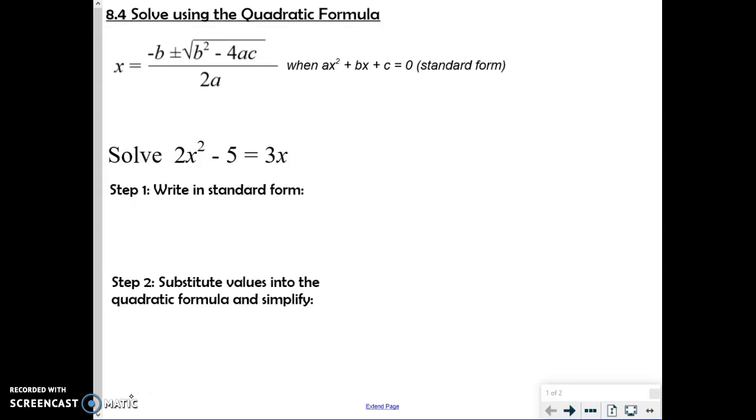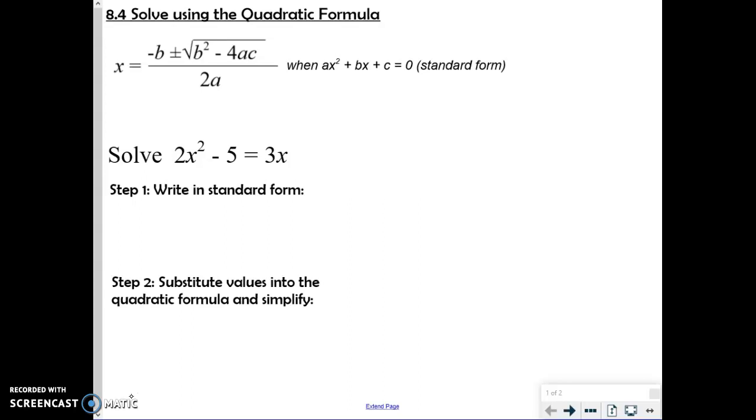Today we are going through lesson 8.4, which is solving quadratics by using the quadratic formula. The quadratic formula was actually created when someone decided to take ax squared plus bx plus c equals 0 and solve it for x by completing the square. I'll have a link to that on our homeroom page, so if you were interested to see how that looks, you can take a look at the video there.